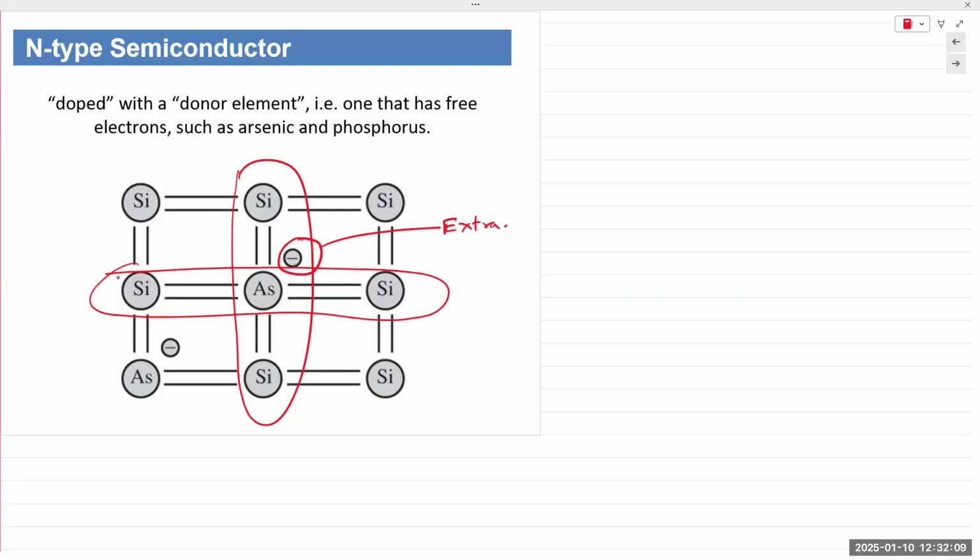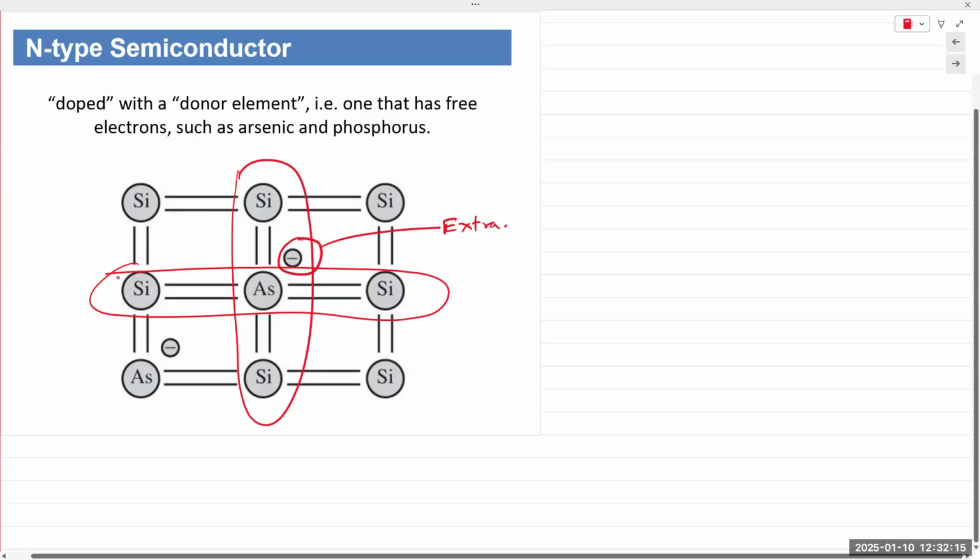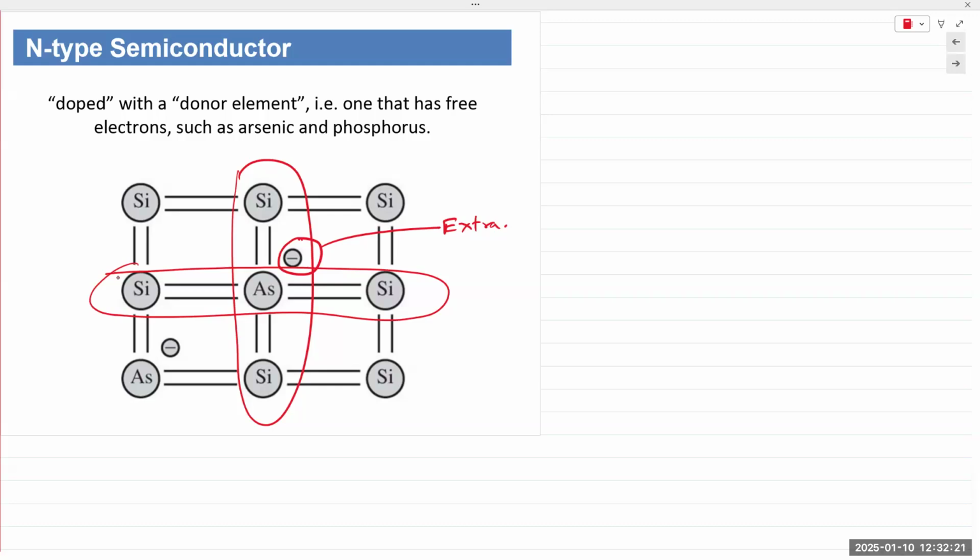And because they are free to move around, they all have net negative charge. If you apply an external electric field, those electrons will move in response to that field. So now electric current is flowing in a material, whereas previously without the dopant impurity, it did not. So now we can say resistance has decreased.